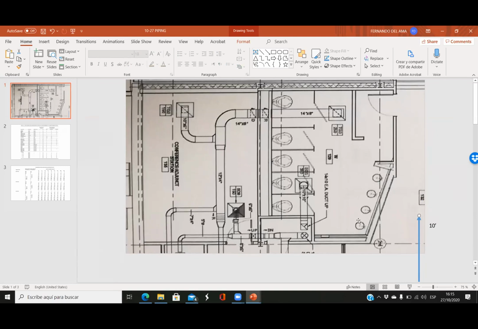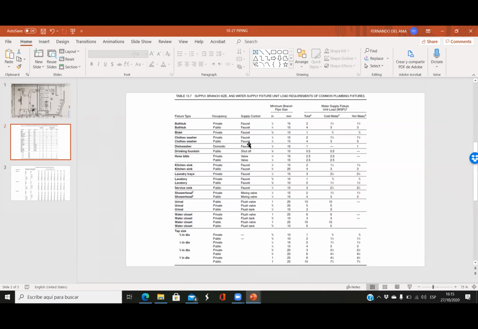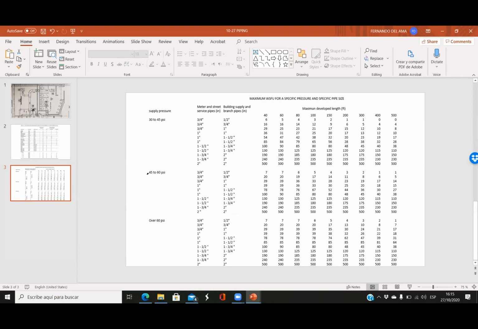Then you have to calculate the water fixture units of each fixture here. You have to add them up, and then you have to calculate at least the branch for the toilets, another branch for the sinks, and then you have to check the final branch from the supply. You can use this to calculate the fixture units, and then you need this table. Depending on this supply pressure, the maximum length, and the amount of fixture units, you will have to calculate this value.